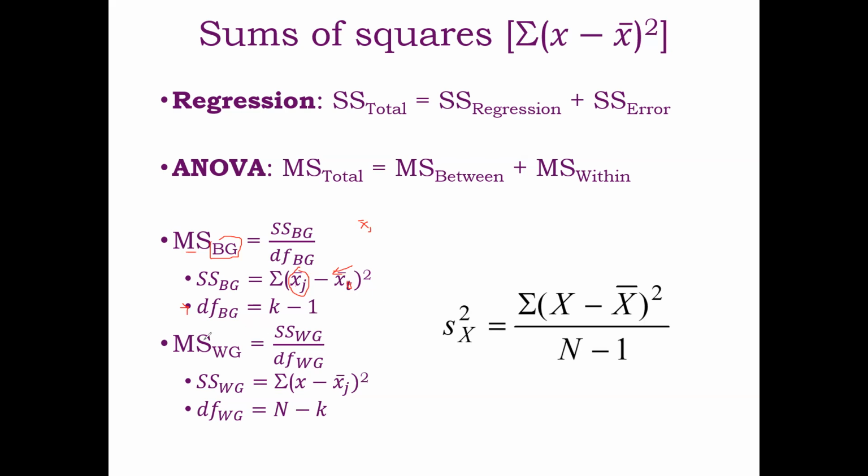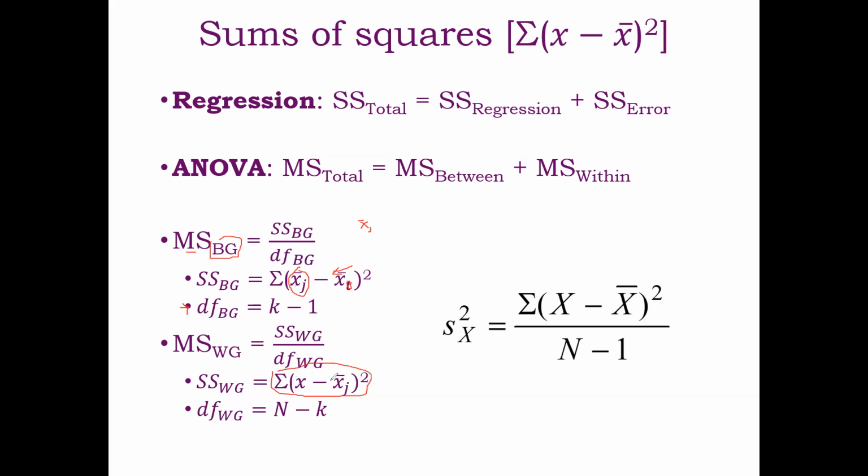Now, mean squares within, this is the bad stuff. This is the variability within groups. And like I said, the more variability you have within a group, the less power you have, right? So let's think about this. This is sums of squared within groups divided by degrees of freedom within groups. Here's your sums of squares within group.